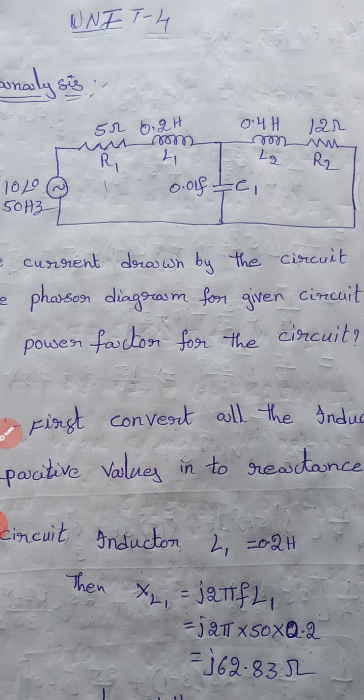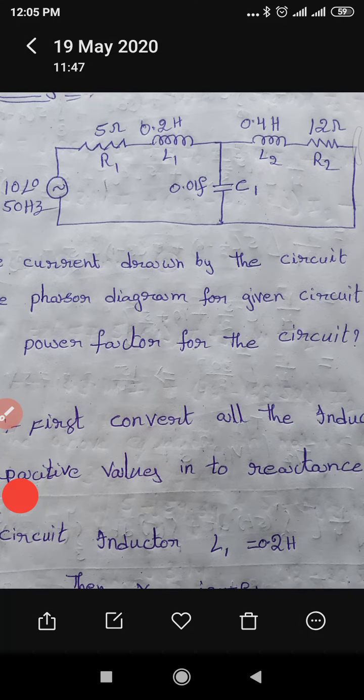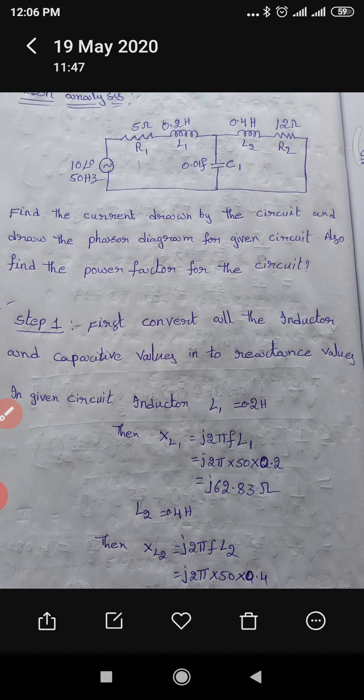If you observe the circuit diagram, the inductance and capacitance values are given. L1 is given as 0.2 henries, L2 is given as 0.4 henries, and capacitance C1 is given as 0.01 farads. First of all, we have to convert these capacitor and inductance values into reactance values. Let us see step 1.